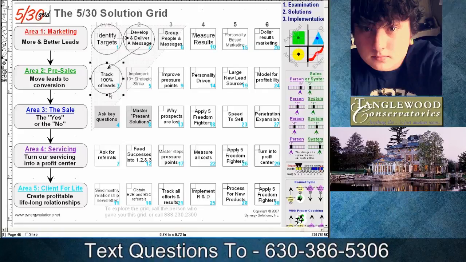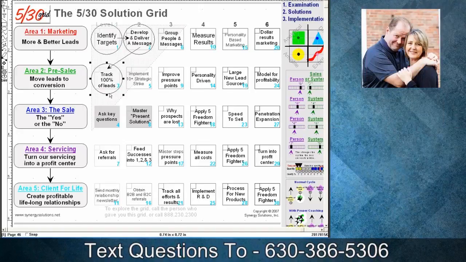So if we've identified targets and now developed and delivered a message, tracking the leads is going to be extremely important. And this is where a lot of people fall down. They can identify who they want to talk to. They even develop and deliver a message. But the lead tracking is the thing that falls through the cracks. The issue is that if the average person closes 10%, that means if they have 100 leads, they're going to sell 10. Well, we're not getting paid on the other 90. We're not getting paid for 90% of the work that we do.